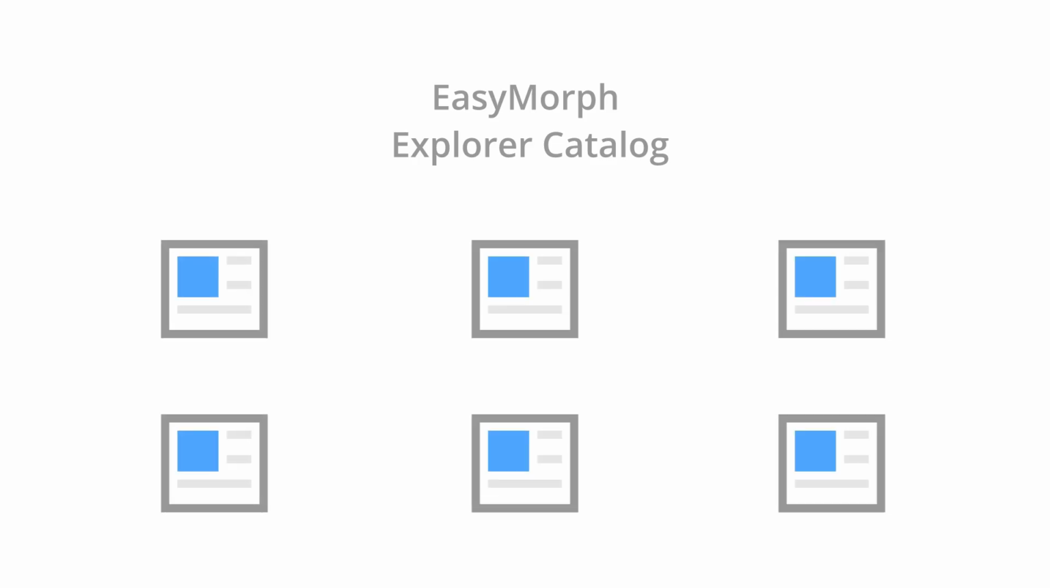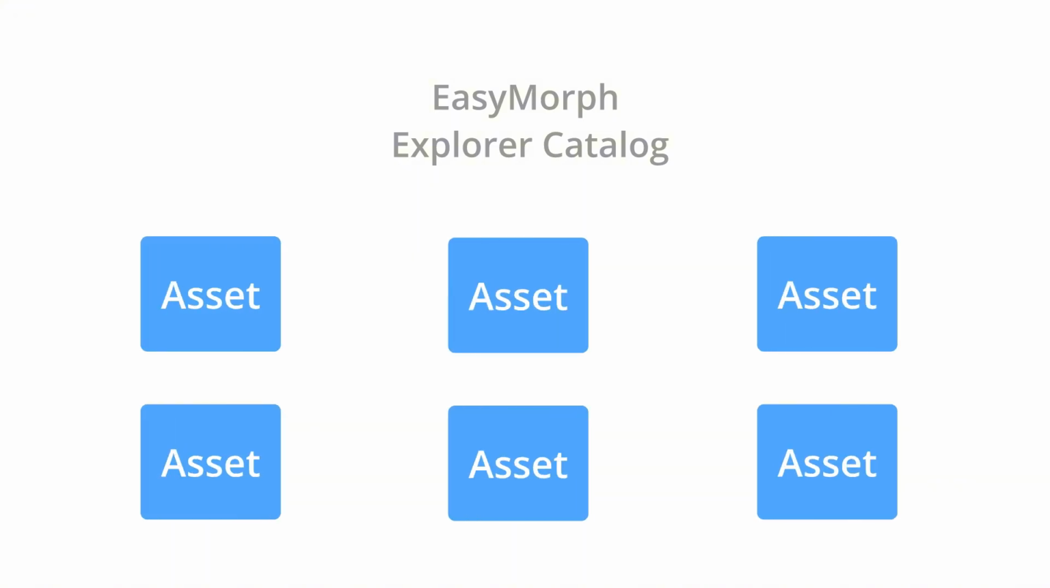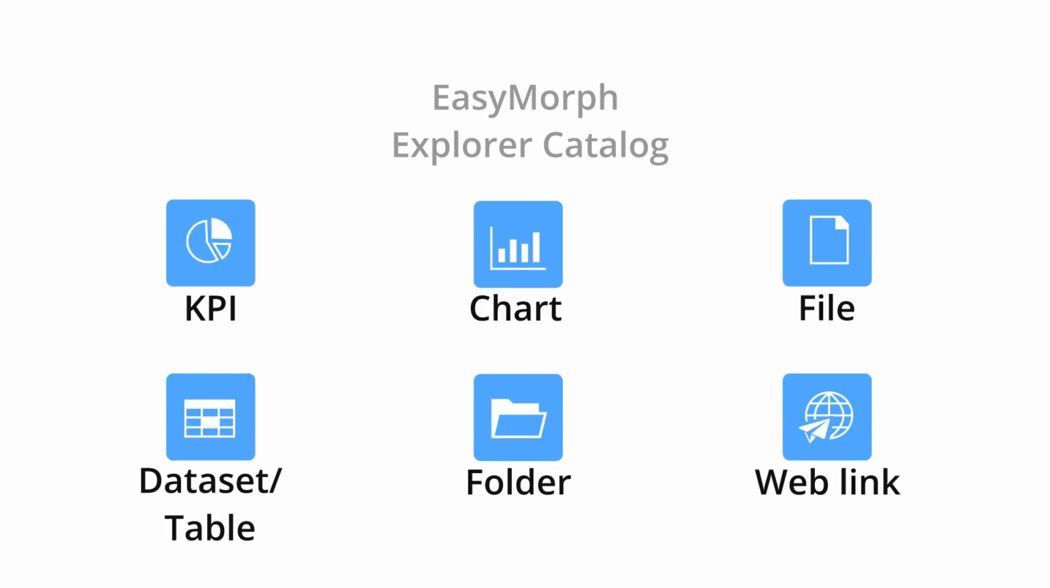I like to think of the EasyMorph Catalog as a library or store where both technical and non-technical users from across the business can find, access, and share all of the information, data, and other resources they need whilst doing their jobs. Items added to the catalogue are known as assets. Many different types of assets are supported, such as tables of data, charts and KPIs, files or folders of files, and links to web pages or business systems.